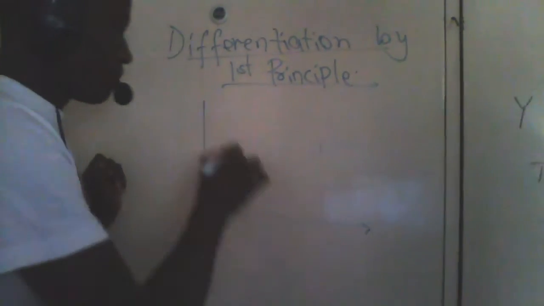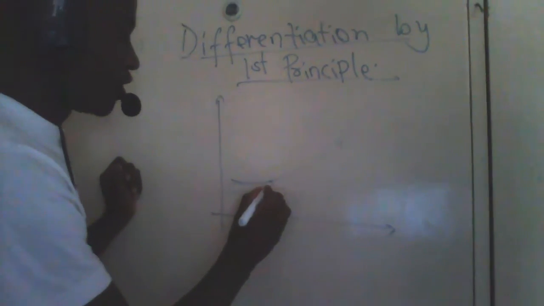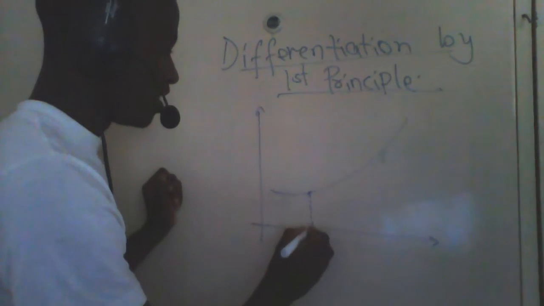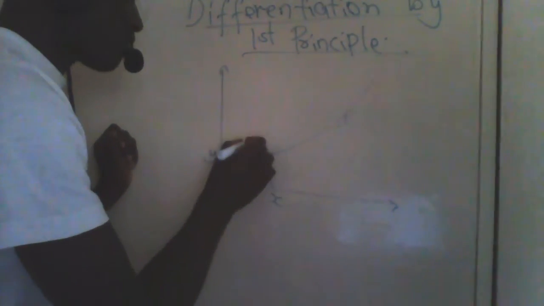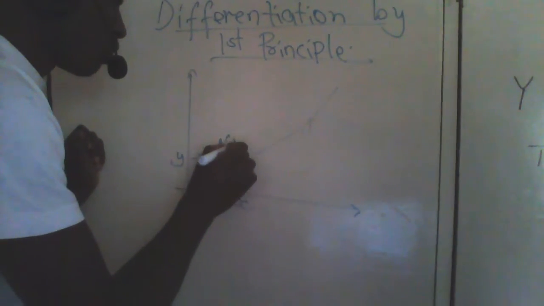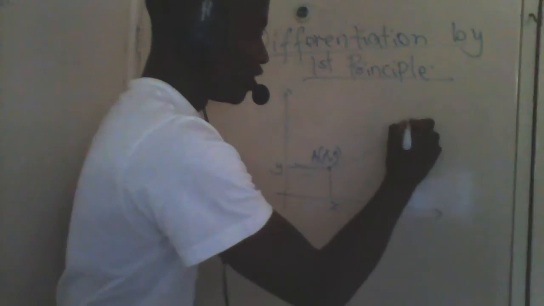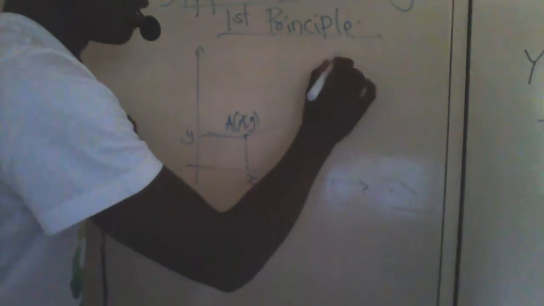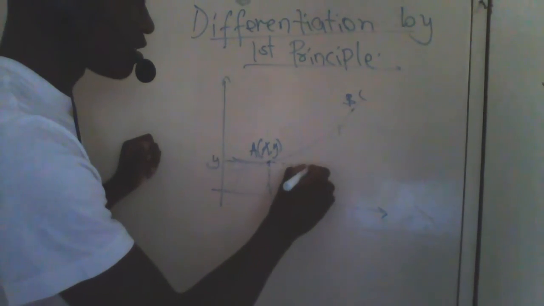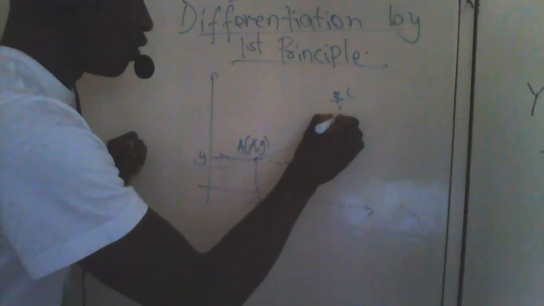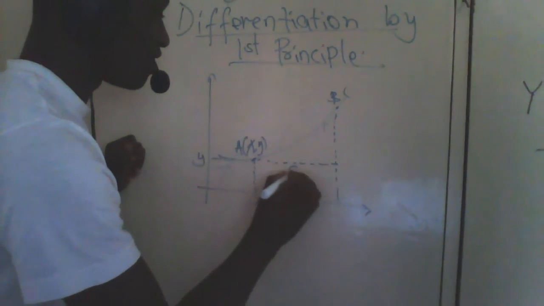This curve here, we have a curve, then we have this point here with the coordinate x and y. So let's call it point A, coordinate x and y. Then come to another point B with the coordinates. Now on this point from x to B, we shall call it a small change in x.